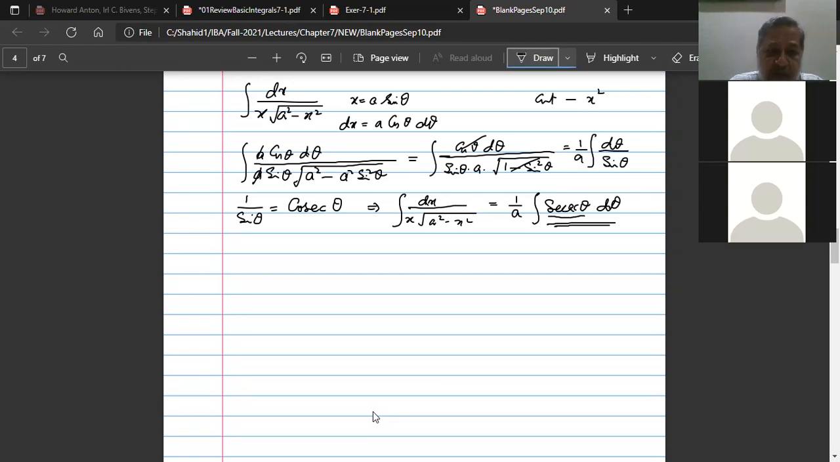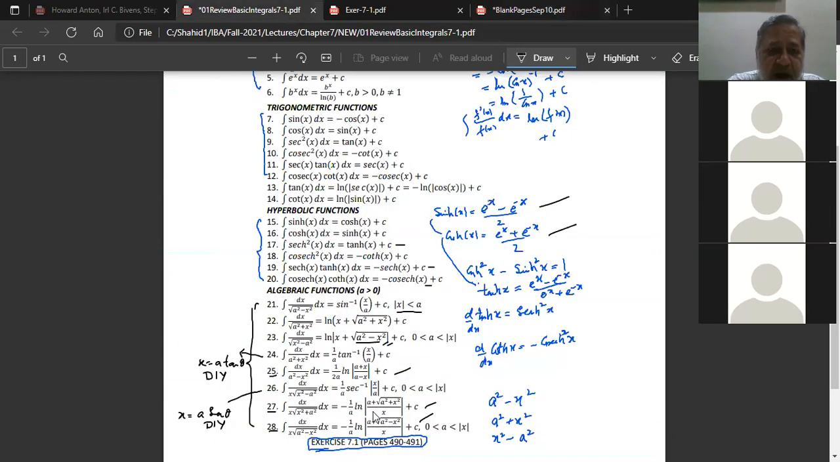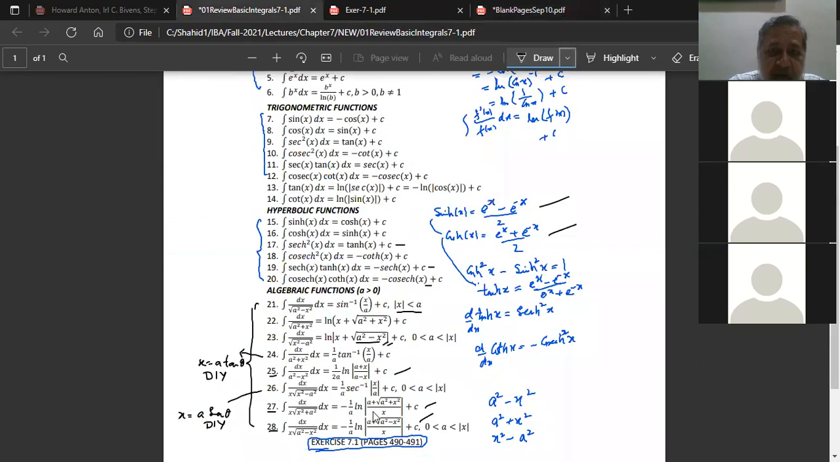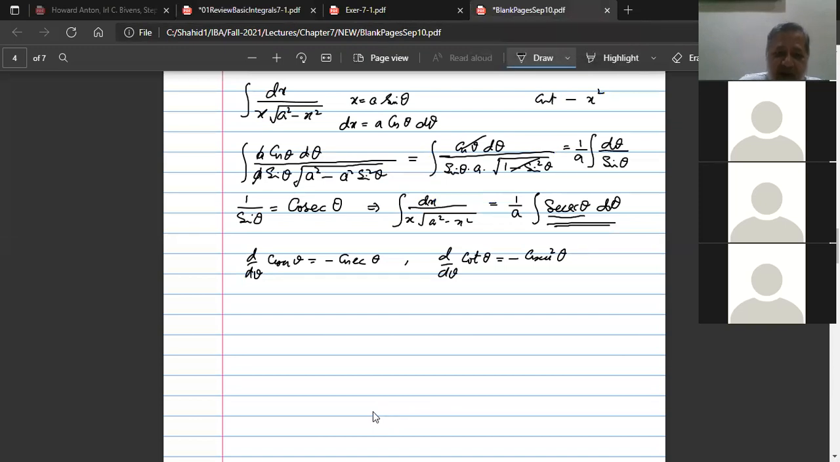So let us see what is the derivative of cosecant theta. If you remember, it is minus cosecant theta cot theta. What's the derivative of cot theta? It is minus of cosecant square theta. That appears here. The derivative of cot theta is minus cosecant square, and the derivative of cosecant is minus cosecant cotangent, which is why these antiderivative formulas are written here. We do not prove them, but this observation will help us solve this.